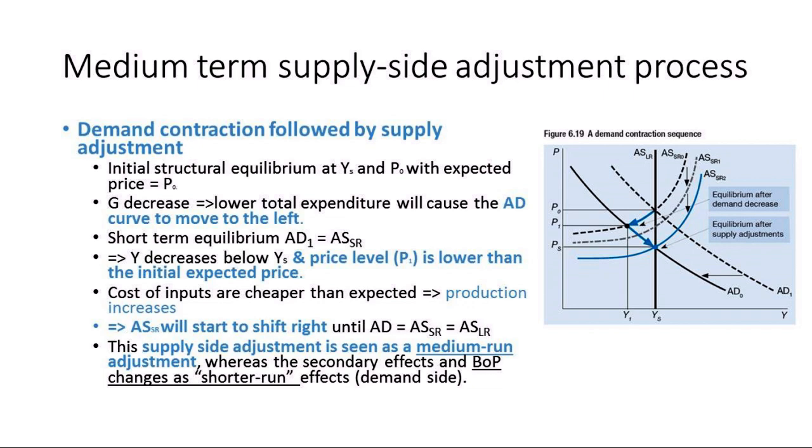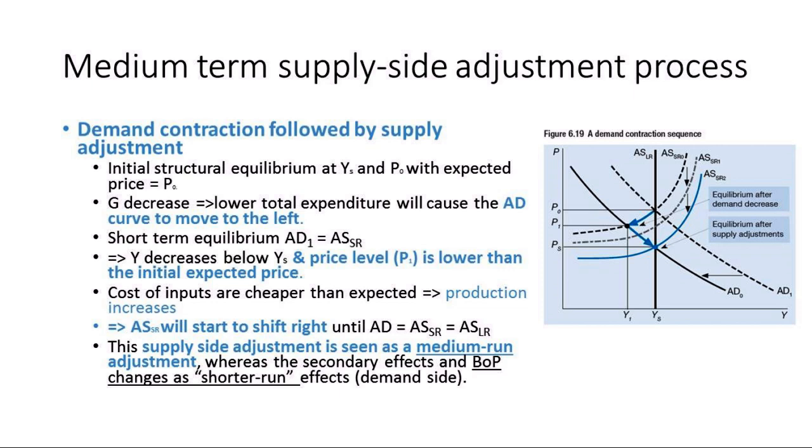Now, what does the adjustment process look like from that point? At this point, P1, the actual prices are lower than the expected prices. And that means that the suppliers can now offer their laborers lower wages because prices have decreased. And these lower wages mean that you can have an increase in output. Production would increase from the level Y1 back to the level YS.